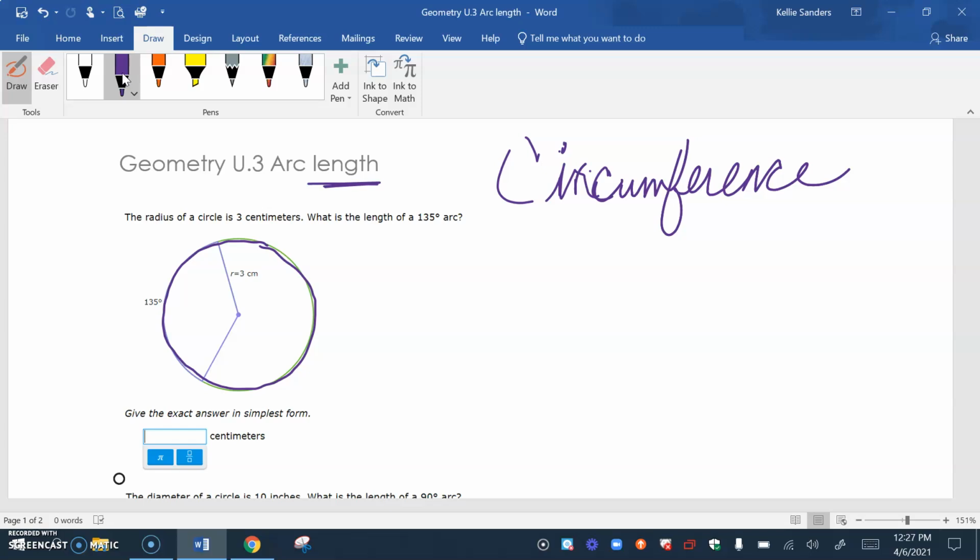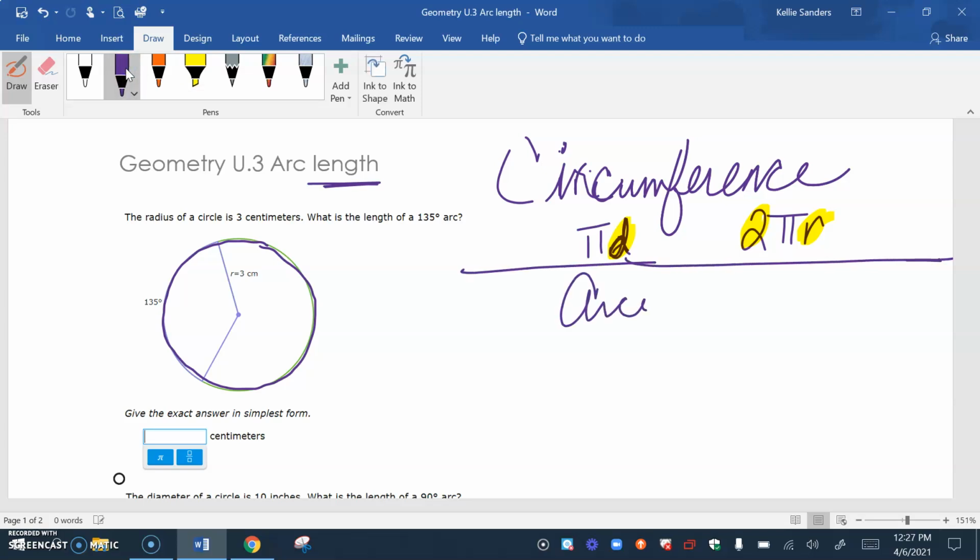There were two formulas. You could either do pi times diameter, or you could do 2 pi r. Now, why are those the same? Because if you have 2 radius, then you have a diameter. Okay. So, if we're talking about arc, that's wrong.